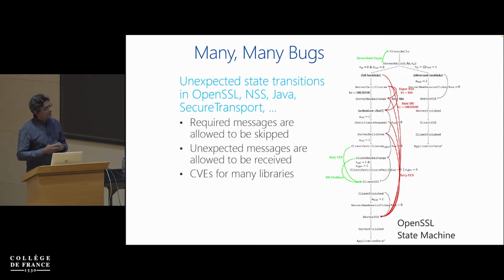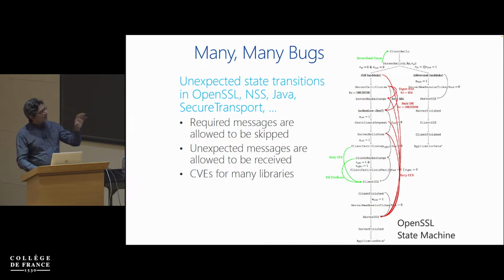And what you find is that almost all of them do not satisfy the state machine. They allow too many edges. The red edges here are the extra edges allowed by the OpenSSL client. The green edges are the ones allowed by the OpenSSL server. These edges should not be allowed in the state machine, but they are.